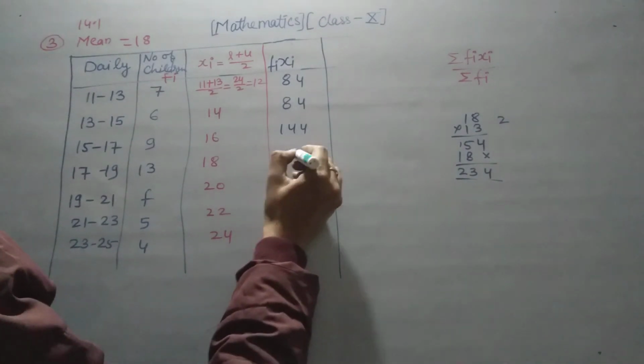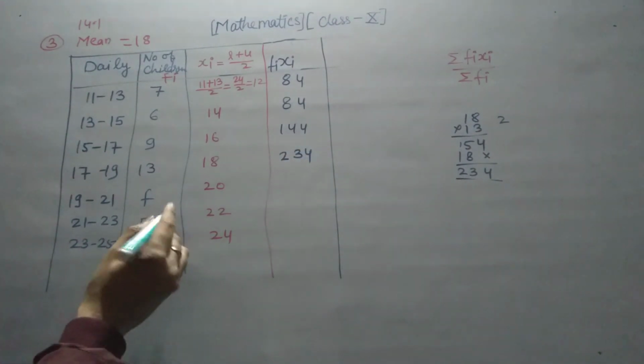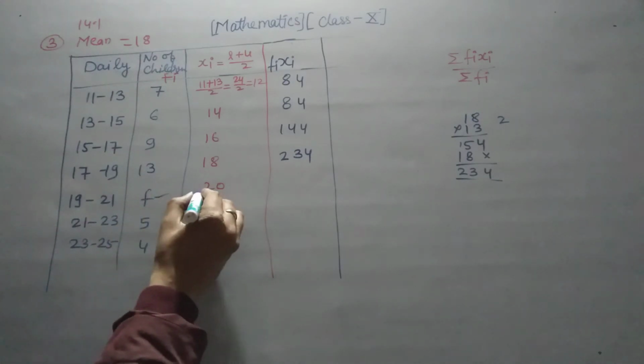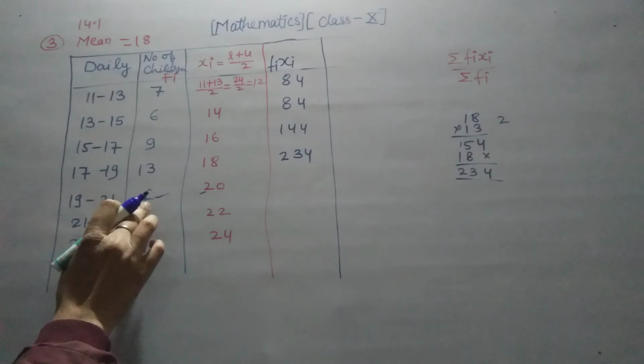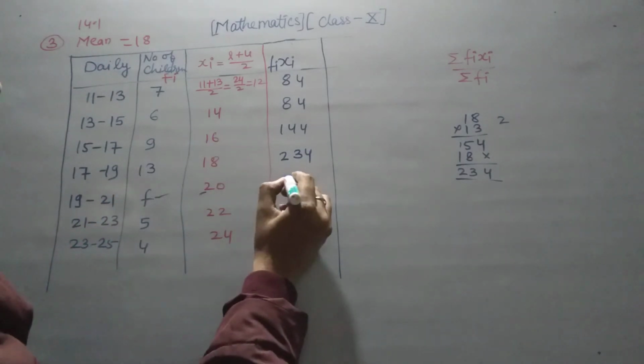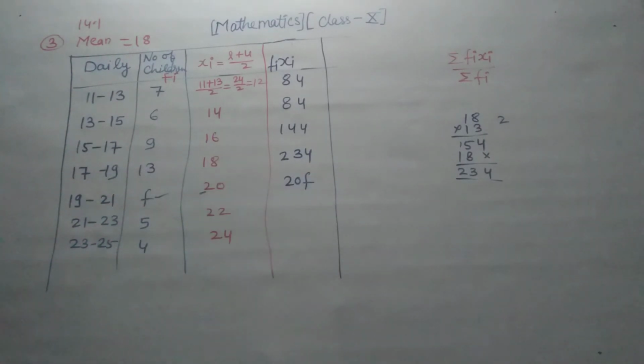Then you multiply the remaining values. But this is not a value; this is a variable, so you have to multiply with this variable. So you get 20f.